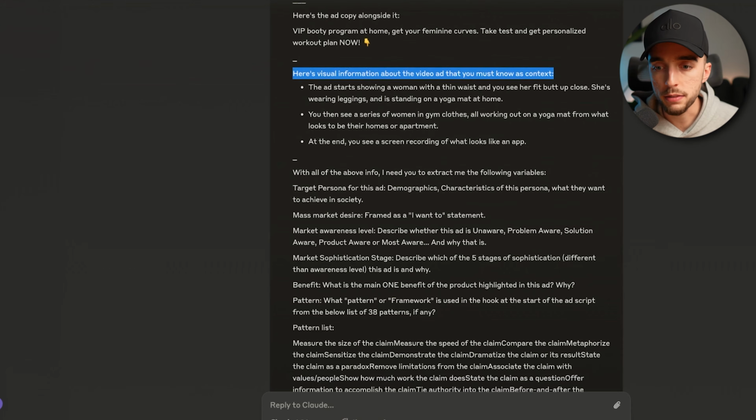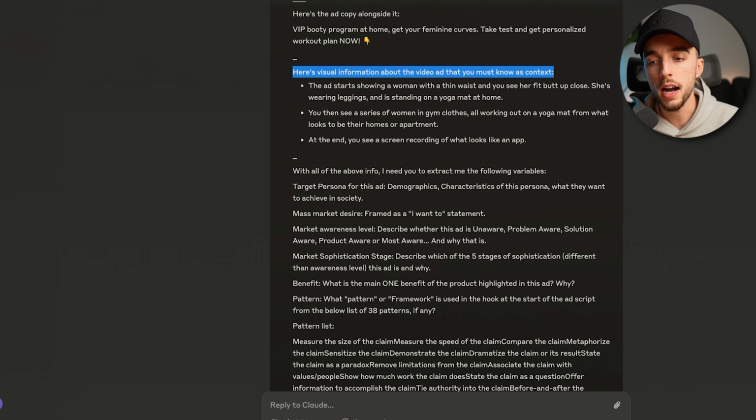So this is basically what I fed as bullet points to Claude. Then I said, with all of the above information, I need you to extract the following variables. Target persona of this ad: give me the demographics, characteristics of this persona, what they want to achieve in society. Mass market desire, framed as an "I want to" statement. Market awareness level: describe whether this ad is unaware, problem aware, and so on, and why. Market sophistication stage: describe which of the 5 stages of sophistication this ad is in, and why. Benefit: what is the main benefit of the product highlighted in this ad?